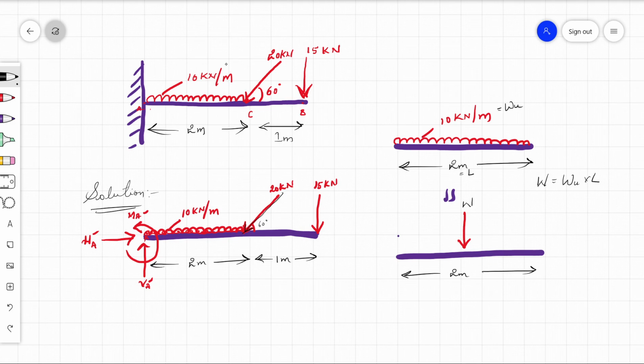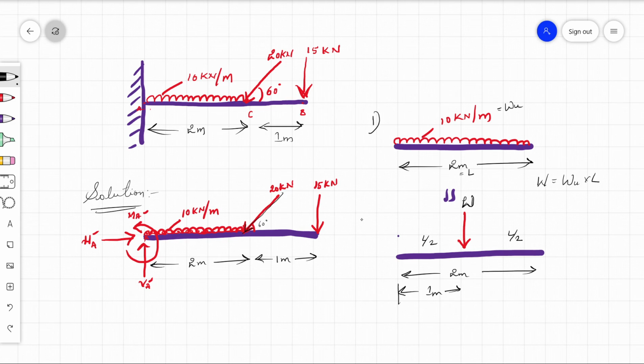I hope now you understood. We have discussed the same in our class also. We just calculate the total load for the whole span, and it is concentrated at L by 2. So it will be 1 meter from the end of the beam support. So this is one concept that you need to know.